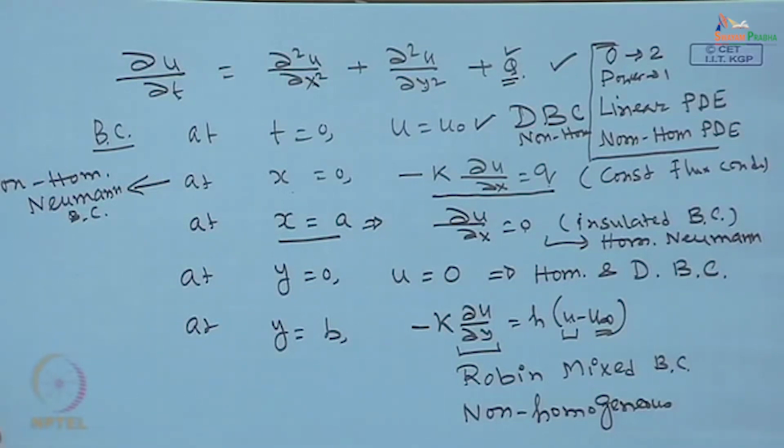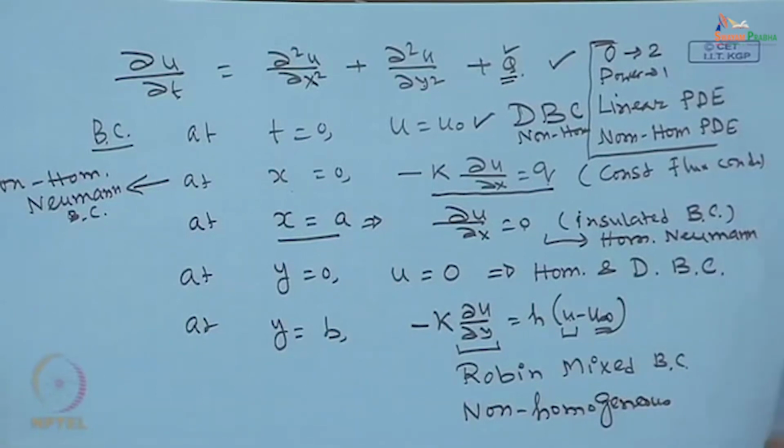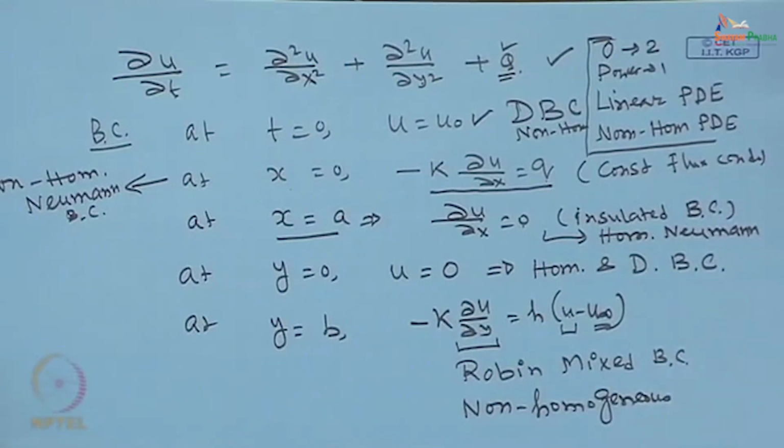So, in this example we have seen that boundary conditions can be homogeneous, can be non-homogeneous, can be Dirichlet, can be Neumann, can be Robin mixed, and all these boundary conditions can occur at the same time for the same problem. Okay. Next, we classify the partial differential equation.